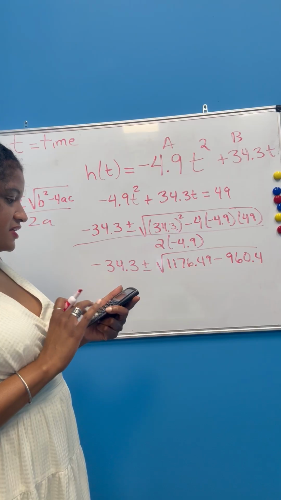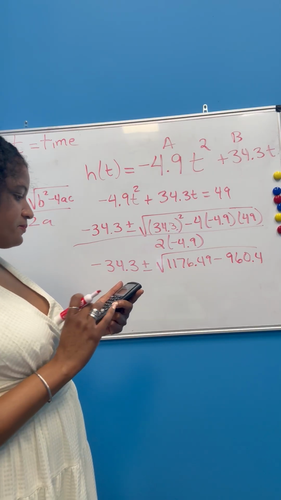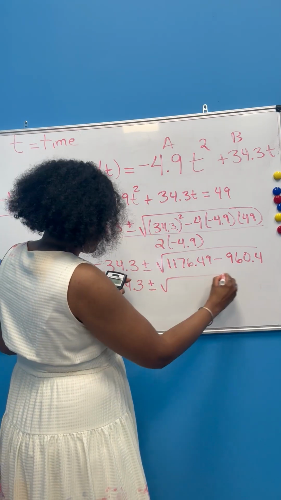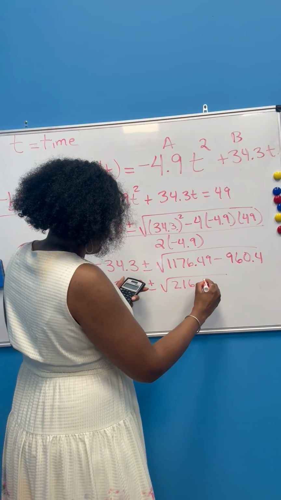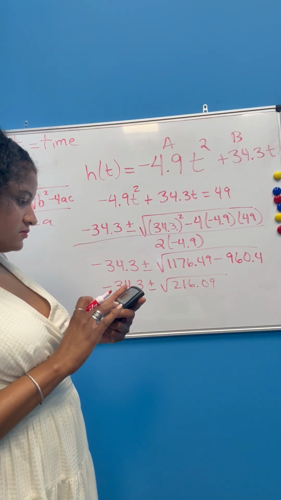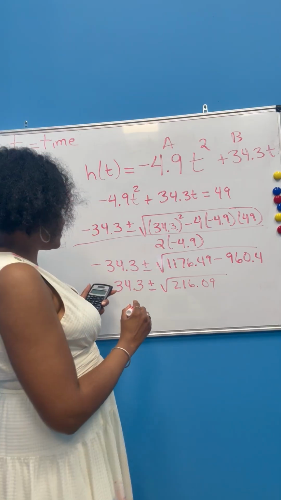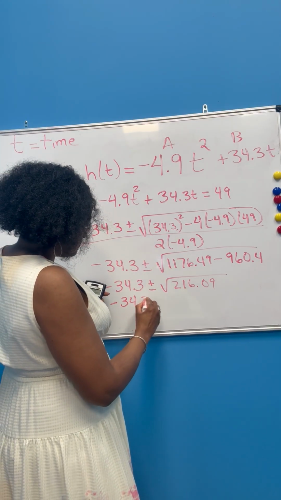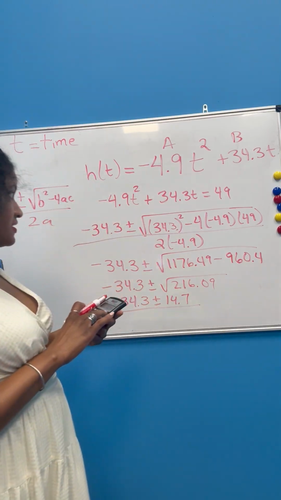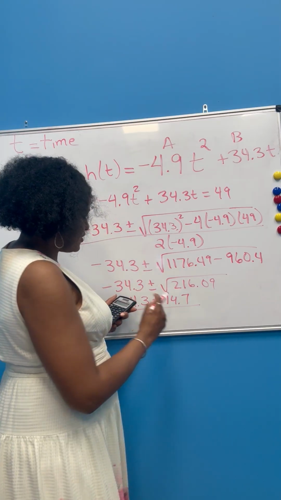Now we can do 1176.49 minus 960.4, and that is 216.09. Let's see if we can take the square root of that. The square root of 216.09 is 14.7, and that is over 9.8. So let's try our two solutions.